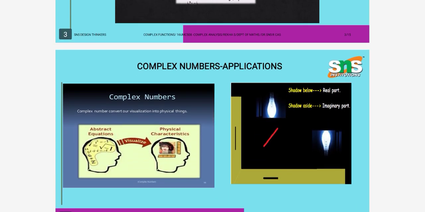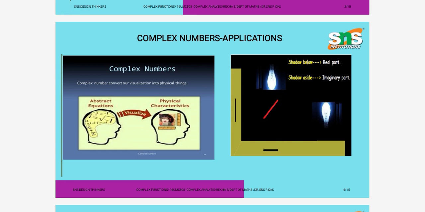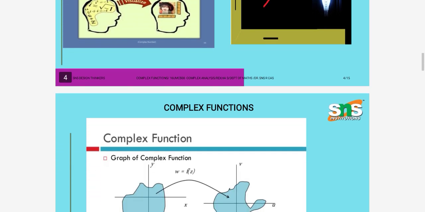In the application of complex numbers, everything that is imaginary is the imaginary part. If you see a light, that is the real part. The image of the light, we can say, is the imaginary one. The combination of these two is a complex number. Like that, an abstract equation can be converted into a visualization, into physical characteristics. That is one of the concepts of complex numbers.